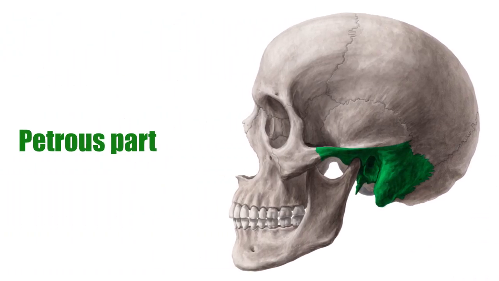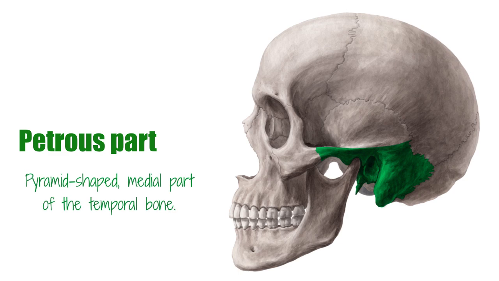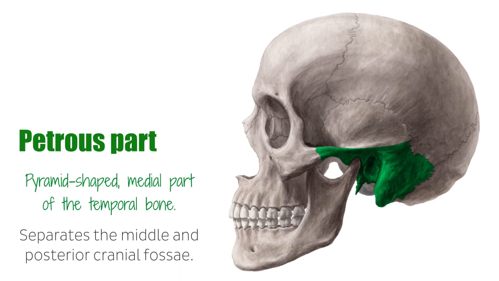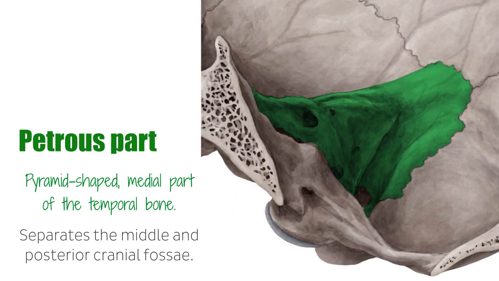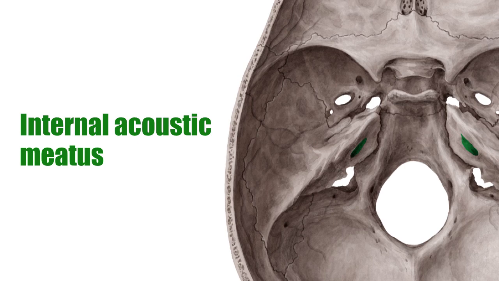The petrous part is the pyramid-shaped medial part of the temporal bone and separates the middle and posterior cranial fossae. It is extremely solid and protects the interior auditory and vestibular apparatus. The internal acoustic meatus is located at the posterior surface leading to the ear canal.